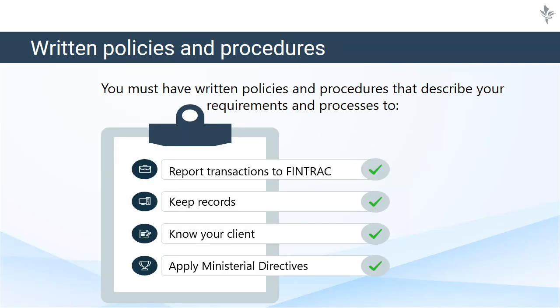You may already have policies and procedures for your business activities, such as collecting documentation for mortgage applications or administering loan payments. As of October 11, 2024, you must have written policies and procedures that describe your requirements and process to report transactions to FINTRAC, keep records, know your client, and apply ministerial directives. You can add these requirements to your current policies and procedures, or you can create a new document.